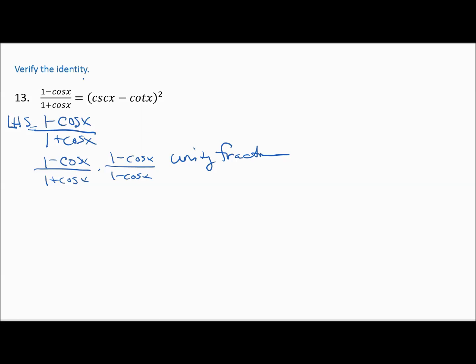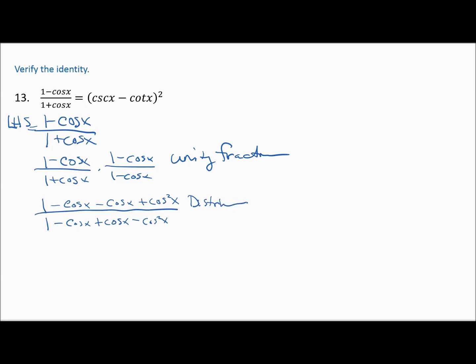We're just trying something. So in the numerator, I'm going to FOIL. 1 times 1 is 1. In other words, the distributive property. 1 times negative cosine of x is negative cosine of x. Negative cosine of x times 1 is another negative cosine of x. And negative cosine of x times negative cosine of x is plus cosine squared of x. In the denominator, I have 1 times 1 is 1. 1 times negative cosine of x is negative cosine of x. Positive cosine of x times 1 is plus the cosine of x. And cosine of x times negative cosine of x is negative cosine squared of x. Okay, so distributive property.